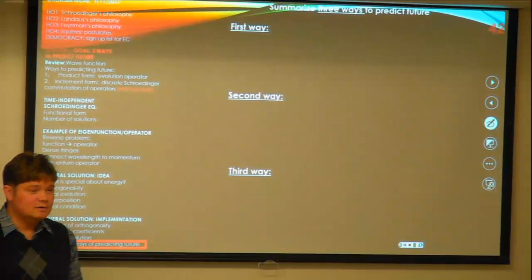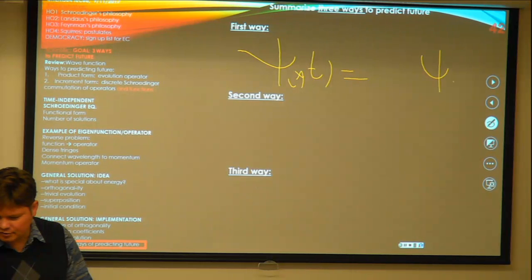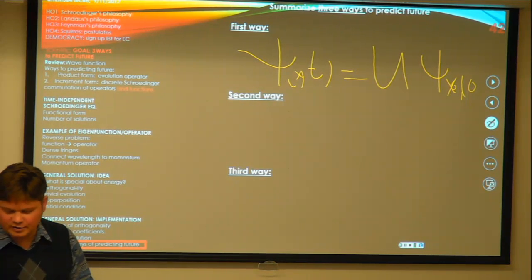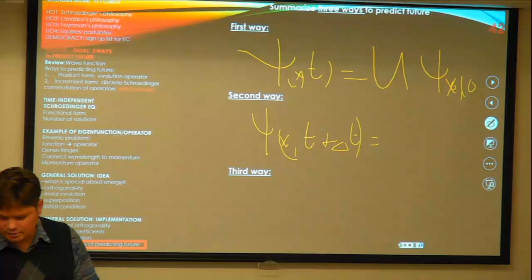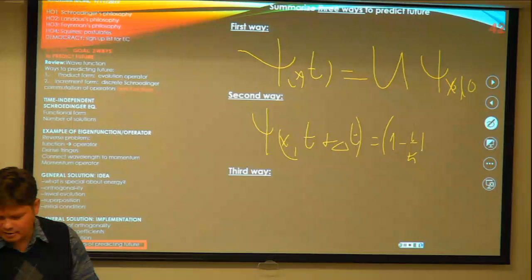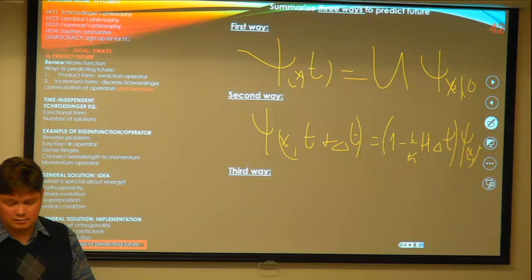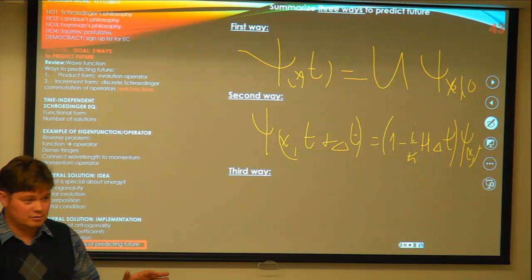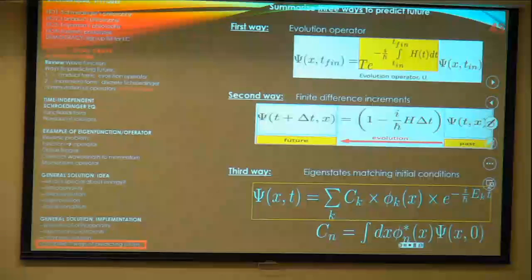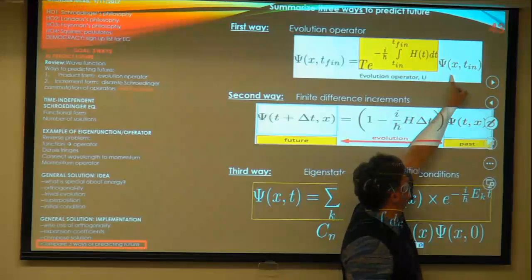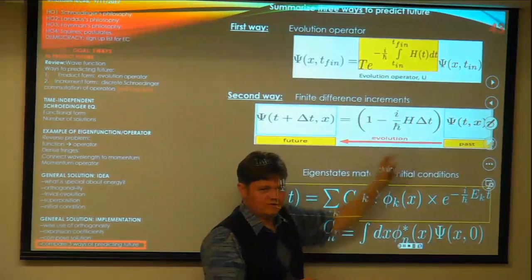So, summary. First way: psi of x, t equals psi of x, 0 times the evolution operator. Second way: psi of x, t plus delta t equals 1 minus i over h bar H delta t times psi of x, t, right? Second way, numerical. It depends on delta t. For delta t equals 0, there is no change. And the third way, I'm just lazy to type because I just did it. So three ways to go from past to future. Past to future with the evolution operator. Past to future with the infinitesimal evolution operator for numerical modeling.